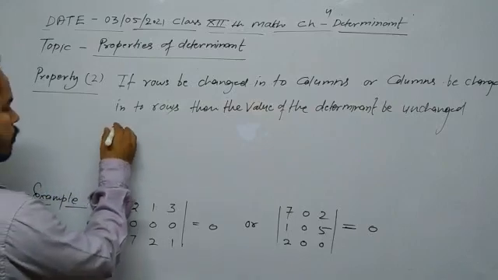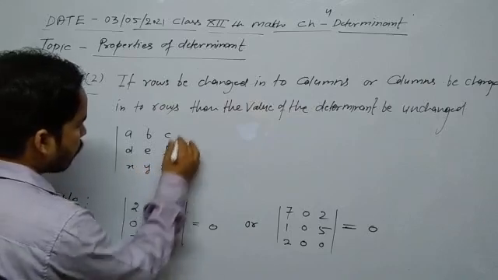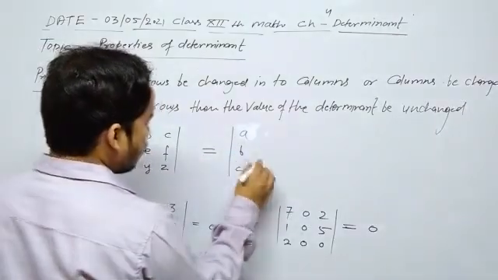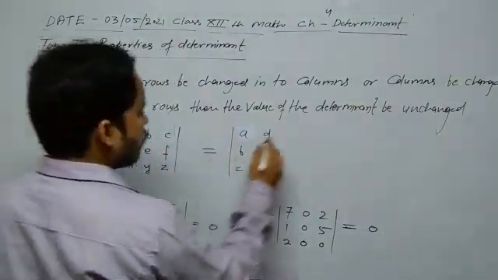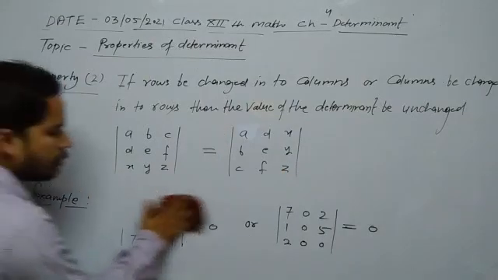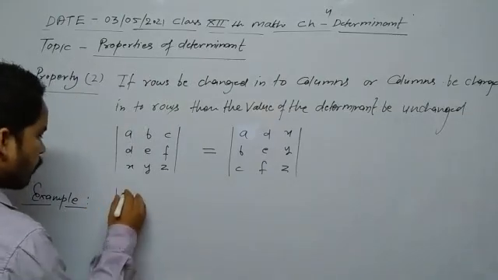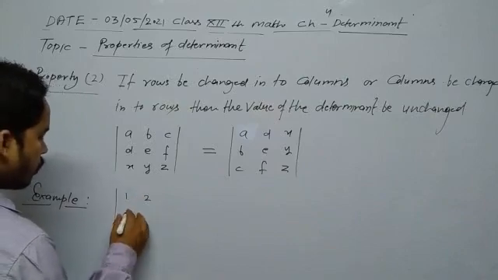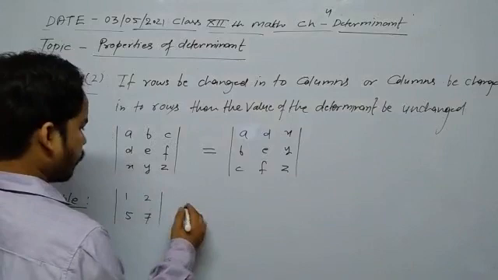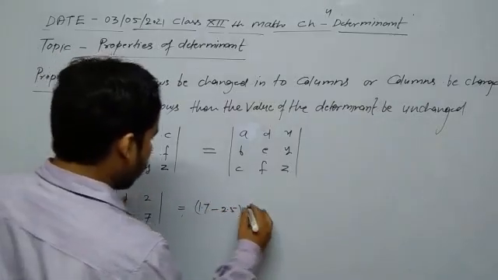See the example. A, B, C, D, E, F, X, Y, Z: its value will be equal to, changing rows into columns, A, D, X, B, E, Y, C, F, Z. See the example. Suppose 1, 2, 5, 7. Its value is equal to 1 into 7 minus 2 into 5. Result is minus 3.